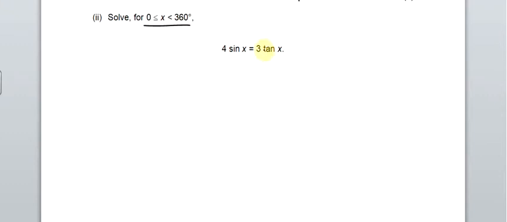Now, what I'm going to do is I'm going to use an identity here. There's clearly, part B, they're going to expect something a bit more tricky. So this is the identity. Tan x is sine x over cos x. So I've got 4 sine x is equal to 3 times sine x over cos x.